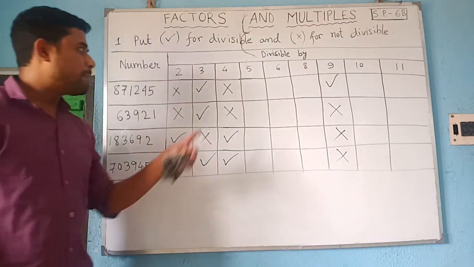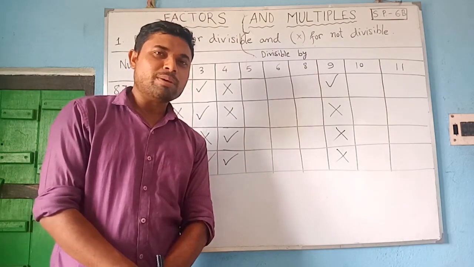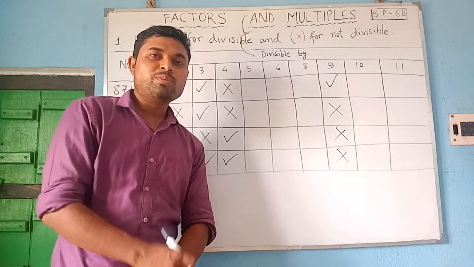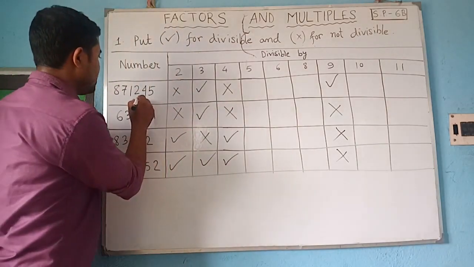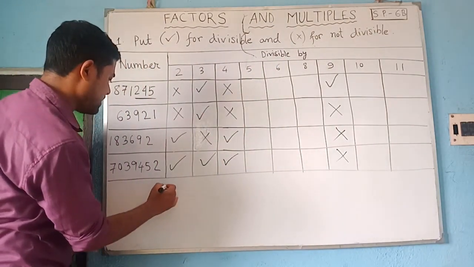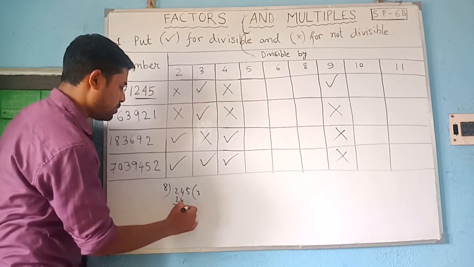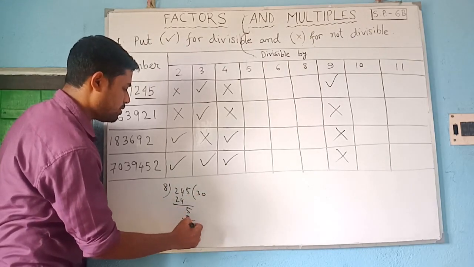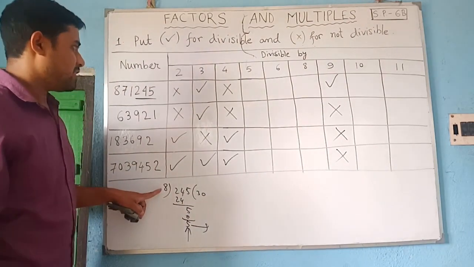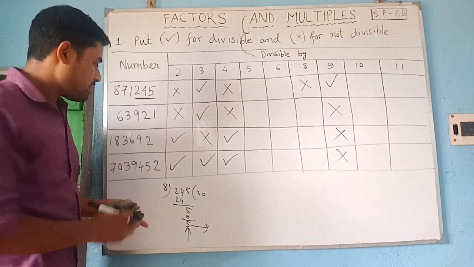Now, as I have told, after 4 we will solve for 8, because 4 and 8 are quite the same. In 4 we saw the last 2 digits, and for 8 we will see the last 3 digits. So just underline 3 digits, 245. Can you divide this by 8? Let's check. 8, 245, 3, 24, 5, 0, 0, 0. What is the remainder? 5 is the remainder. That means you cannot divide the number by 8. So just put a cross. Okay.